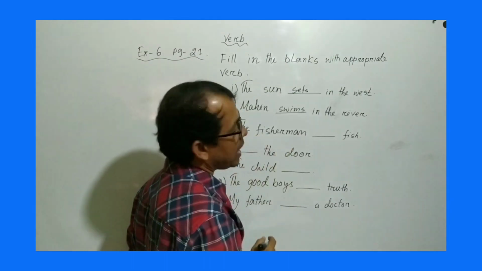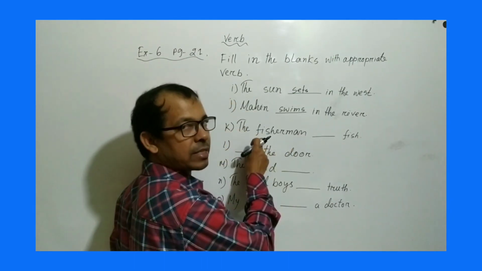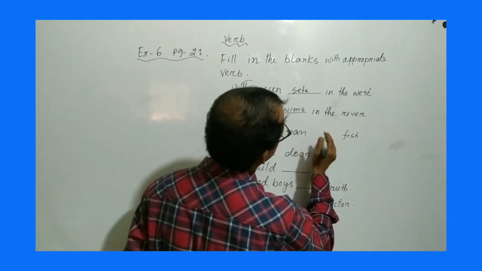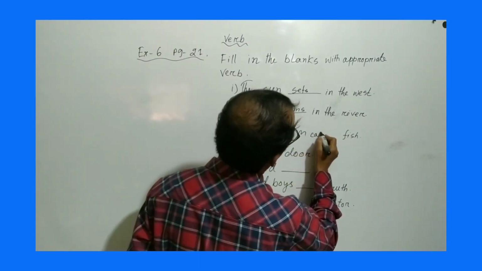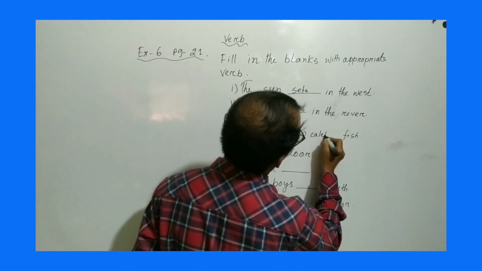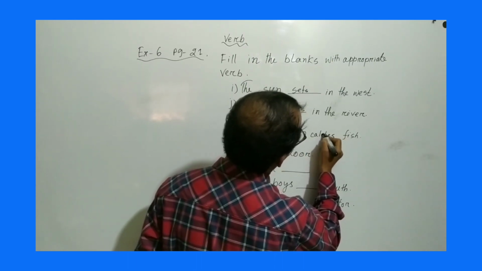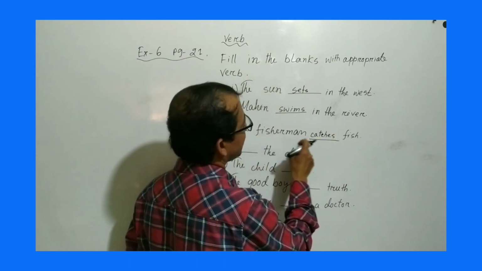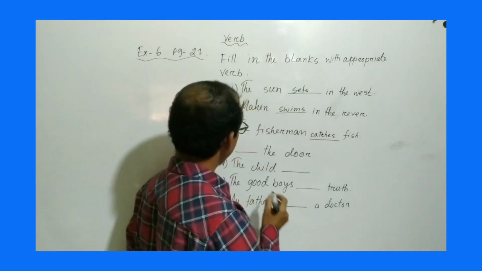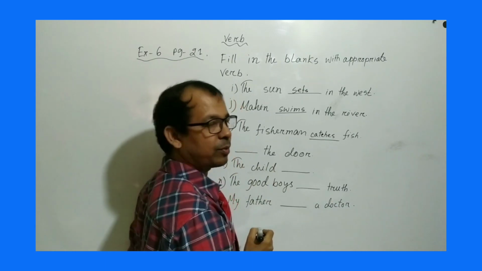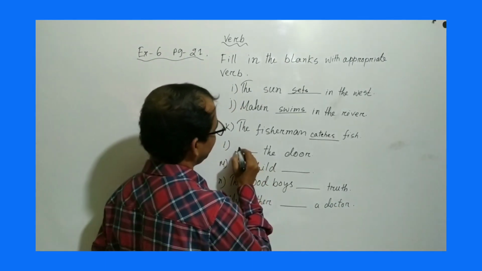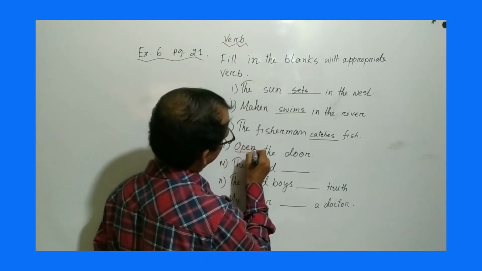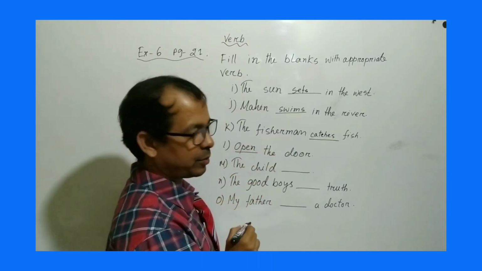The fisherman dash fish. Here you can see the subject is third person singular number, so here you can write catches, C-A-T-C-H-E-S. Okay, so the fisherman catches fish. Dash the door. What verb can you write here? Open, O-P-E-N, open the door.